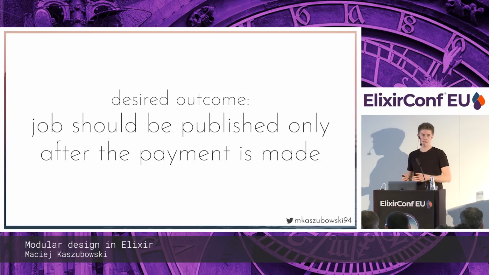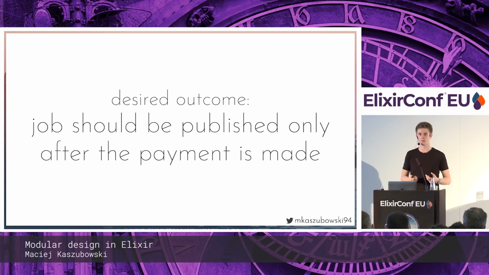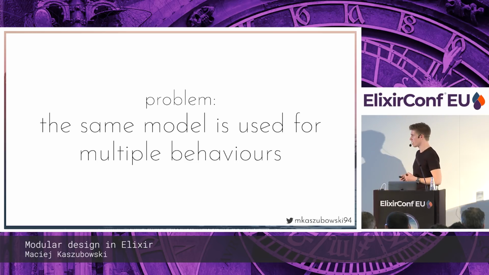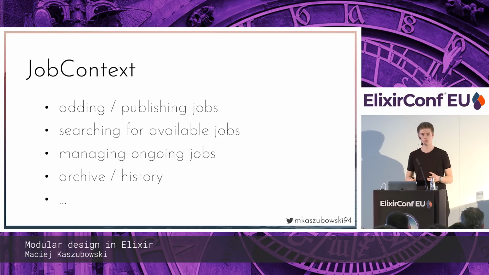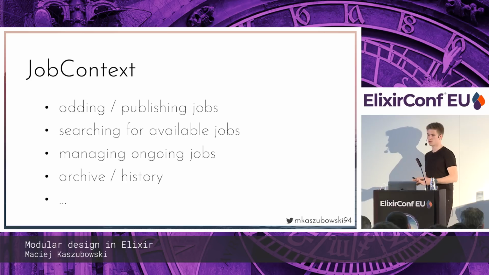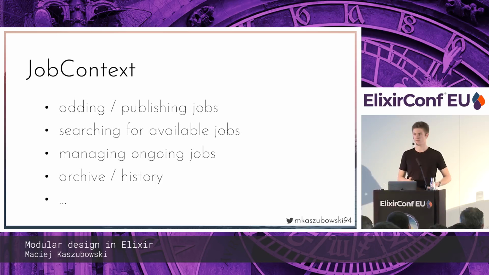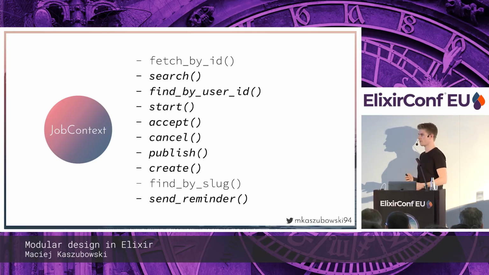But we see a problem because, as you saw, we use the same data model for all of these behaviors related to jobs. So we have this job context that has multiple responsibilities. It is responsible for adding new jobs, for editing existing ones, for when the job is published. It's responsible for searching. It's responsible for managing ongoing jobs, for managing the archive. So there's pretty big pieces of logic there, and we have a lot of responsibilities. So as a result, with each change, we have to look at all of these functions and analyze if we should make a change there or not.